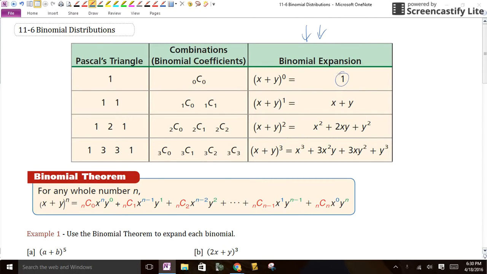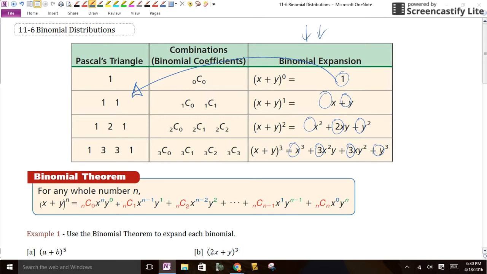And he did. He noticed he had a 1 here, he had a 1 here and here. Then he had a 1, 2, 1. Then he had this 1, 3, 3, 1. And he was like, wow, this is neat, right? And he pulled the numbers out into what we call Pascal's triangle.